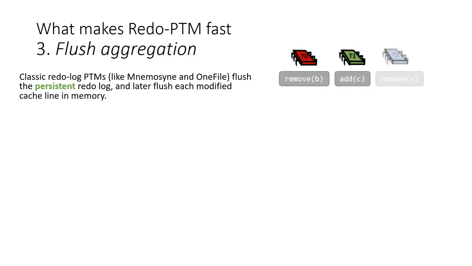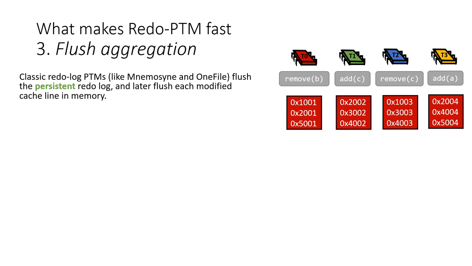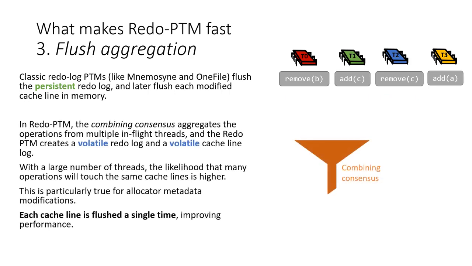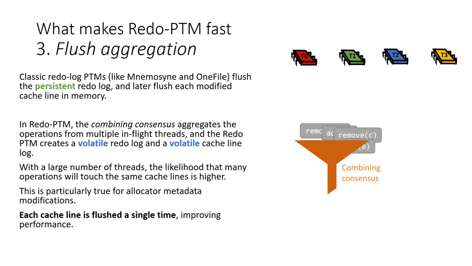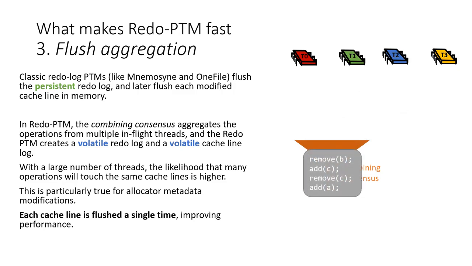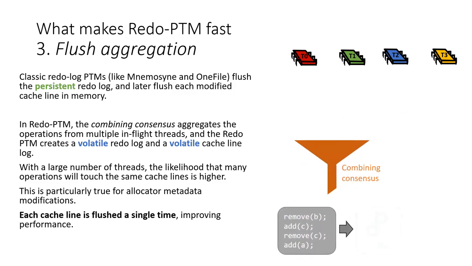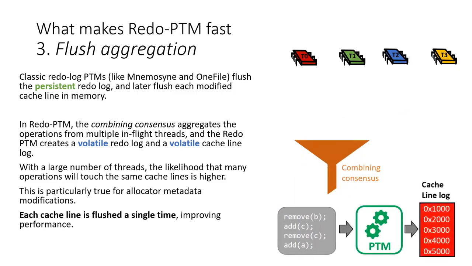Again, classical redo PTMs like Mnemosine and OneFile flushed a persistent log. We don't have a persistent log, we have a volatile log. So what we do is, again, we combine every operation into a single one, and we create a combined cache line log of all the cache lines that have been modified. This means we only need to flush those cache lines, and we do it a single time.